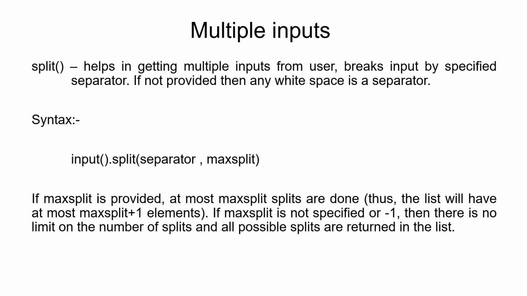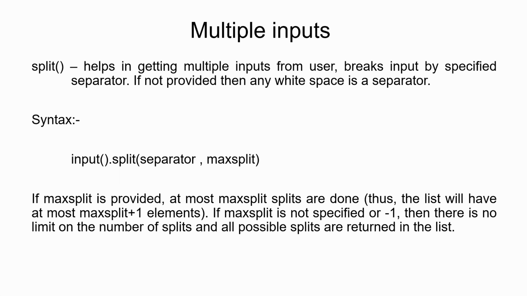So next topic will be multiple inputs. Multiple inputs can be taken from the user, and in Python it is possible with the help of split function. Split function helps us to get multiple input from user, breaks that input by specified separator, and the syntax for split function is input dot split, and the arguments are separator and max split. Max split is the number which shows the maximum number of splits that can be done, and if max split is not provided, or if provided as -1, then there is no limit on the number of splits and all possible splits can be done.